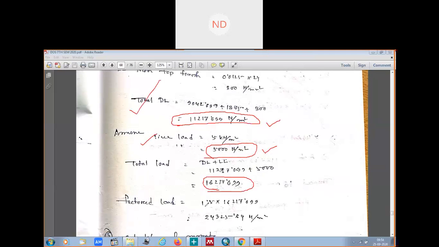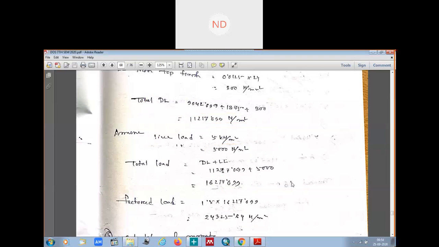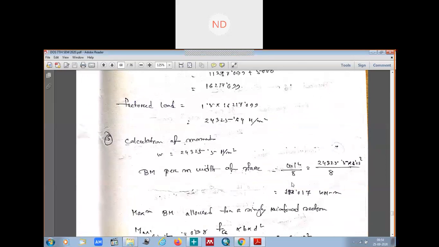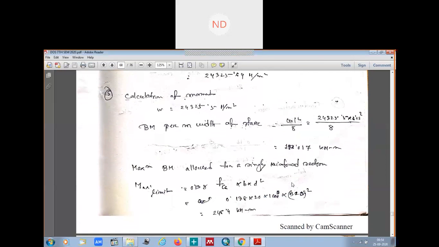Now what is our factored load, which is actually acting? This was the total load acting. The factored load for safety is 24325.64 Newton per meter square. Now once we know our load, we can calculate the moments. So we'll go to the next step, which is our moment calculation.